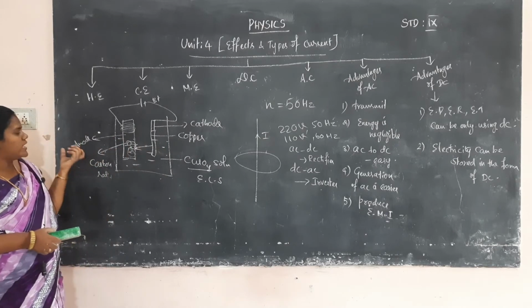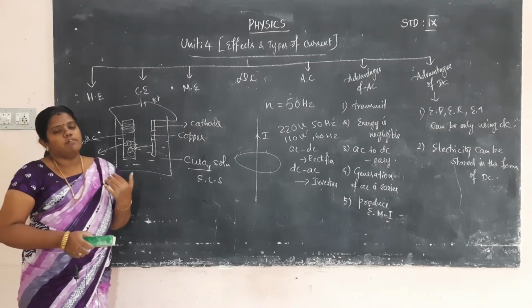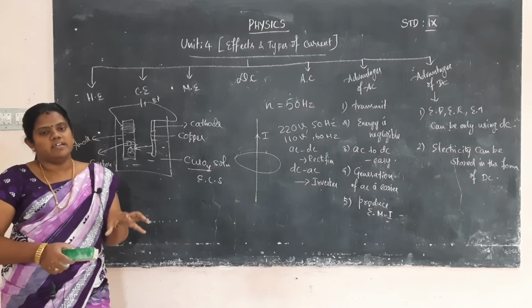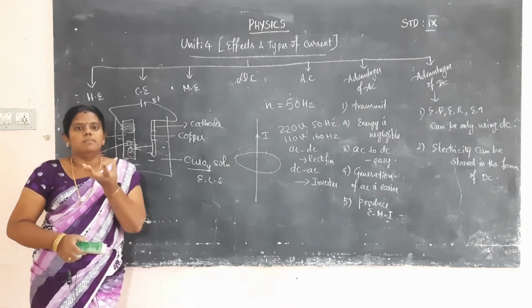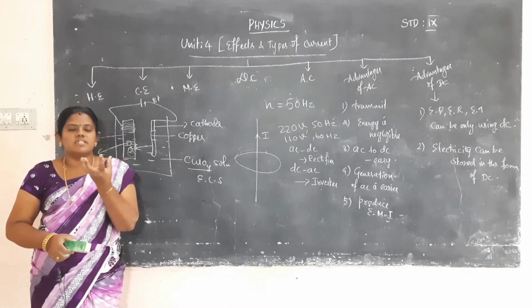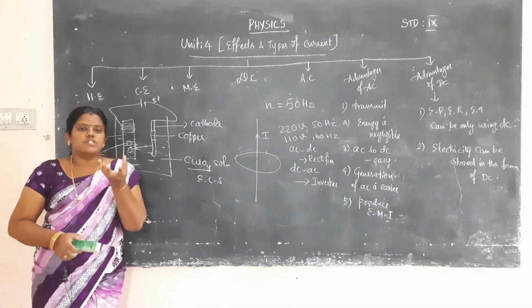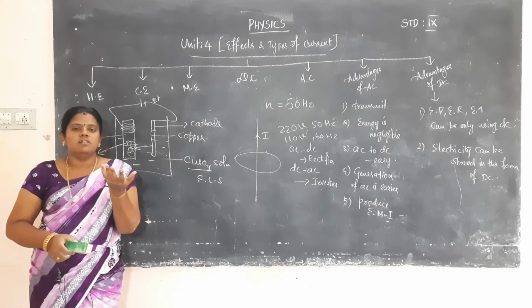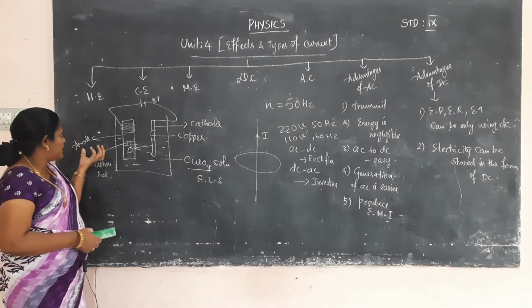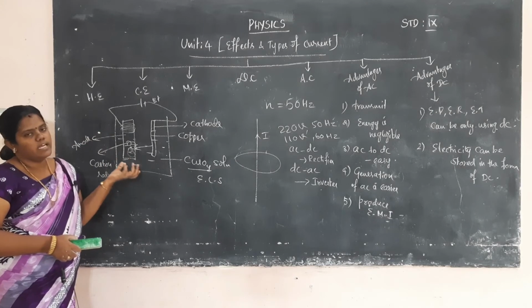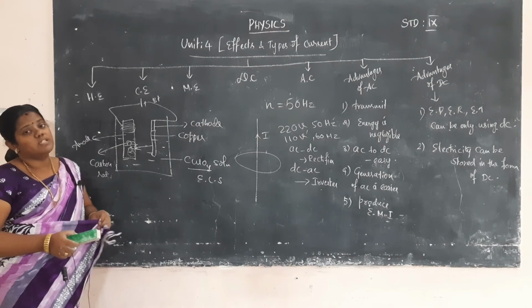Heating effect of current means when we apply current to a conductor, some heat is produced. For example, a glowing bulb: the outer area has some heat. If you touch the bulb after glowing, you feel the warmness. This is the heating effect of current. I already explained the heating effect of current with one activity.